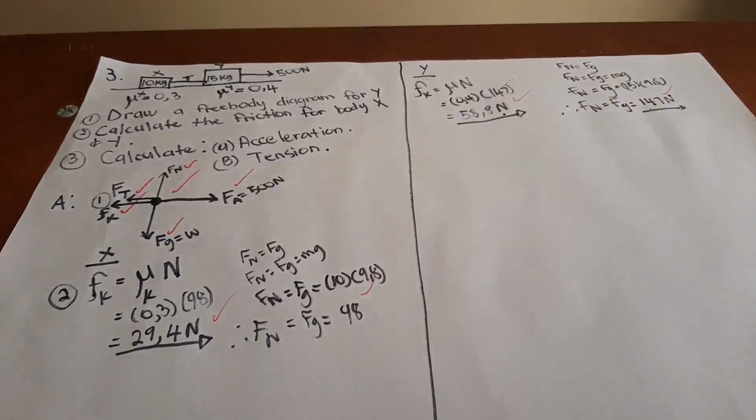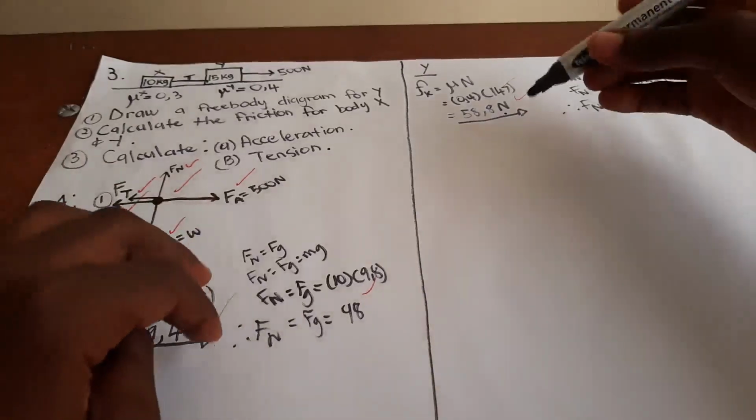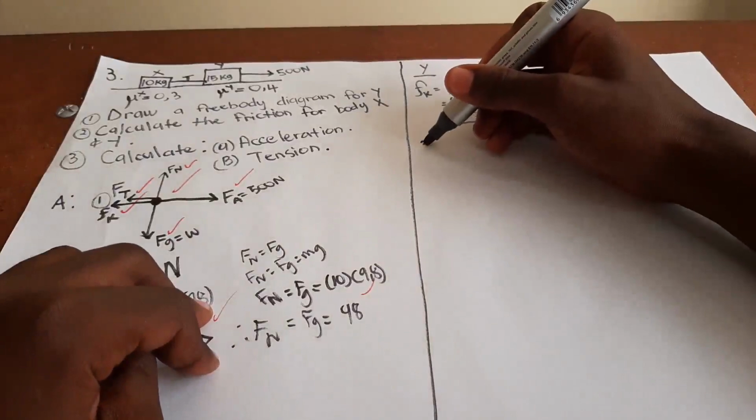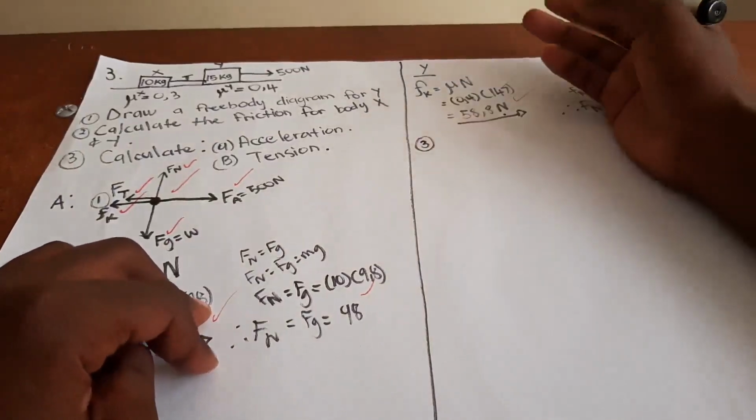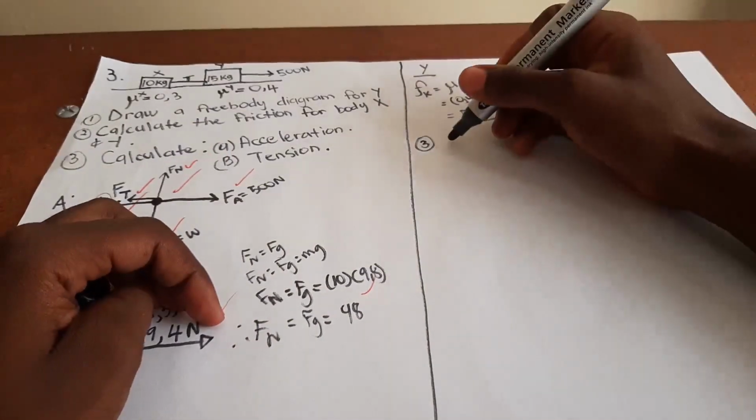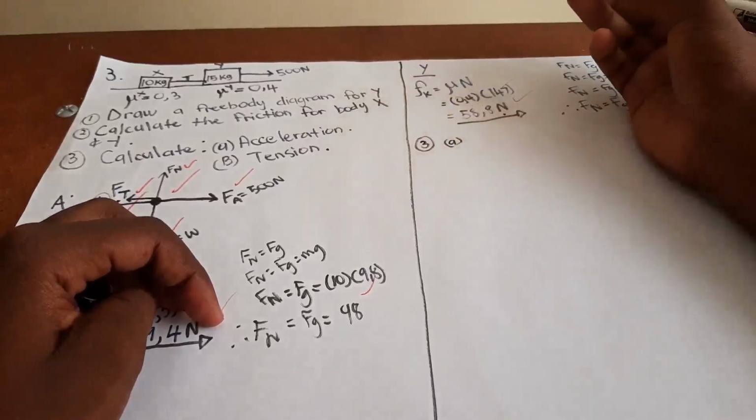So you're passing, guys. Let's jump to our number 3. Number 3 says calculate the acceleration, which is our A, and question B says tension. This is whereby the confusion starts. But this is not confusion, this is a little thing, guys. Please believe me.